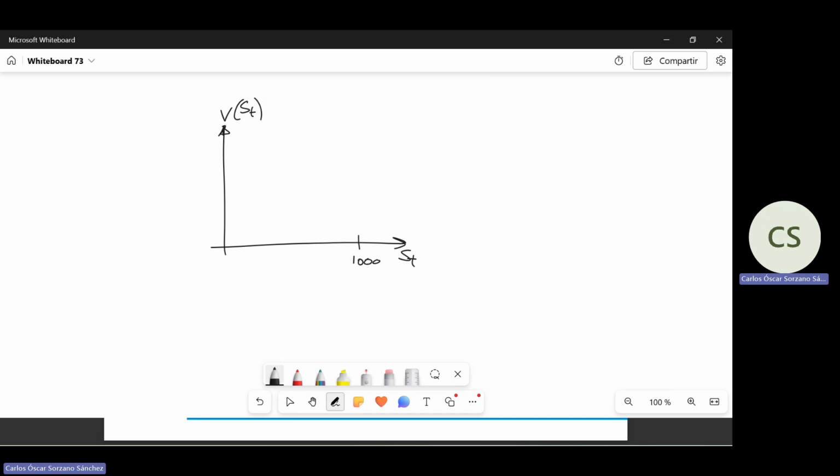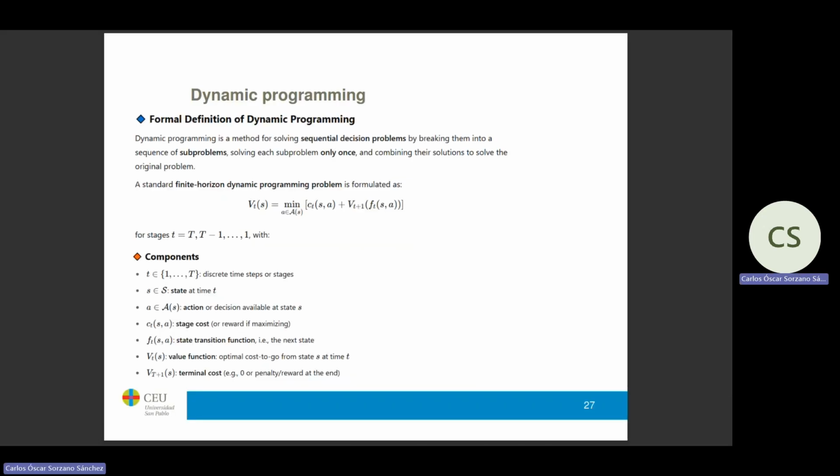And then I associate a value to each one of the states. If I don't have anything, that probably has a negative value because I'm losing those sales. And if I have 1,000, I have to store a lot of those products, so that is probably also negative. I know more or less how it should look, but I don't know exactly what curve it is. And I will define the curve in this way.